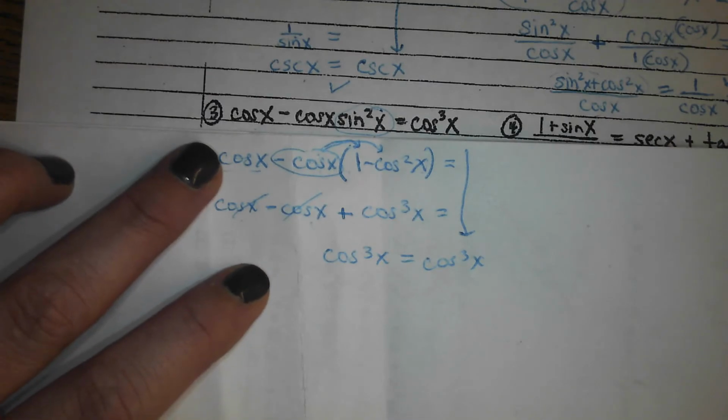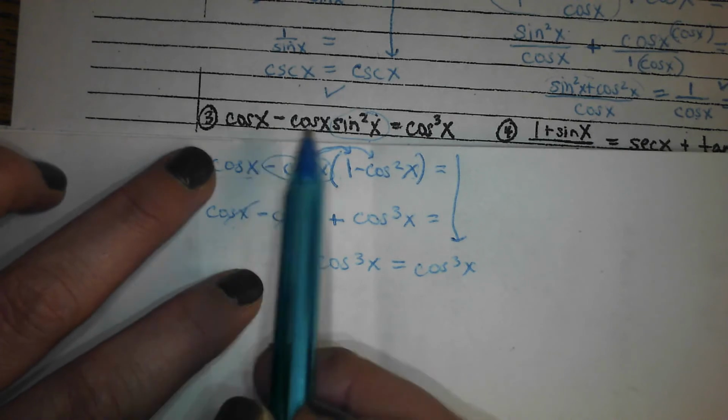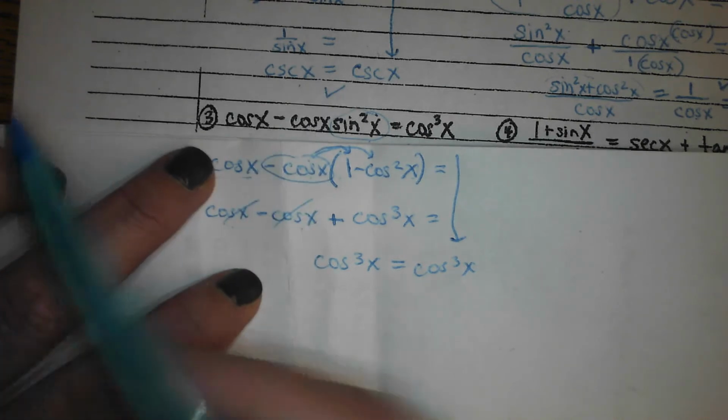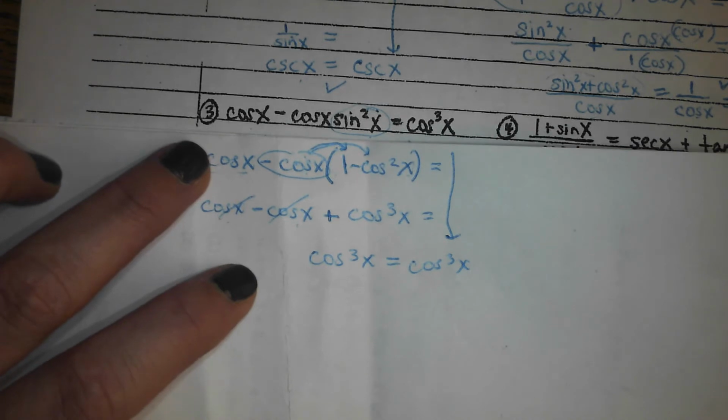So there are multiple ways, and I want you to know that there's no right or wrong way, but I need you to see that factoring is always an option. Substituting out sine squareds or cosine squareds is also always an option. Okie doke?